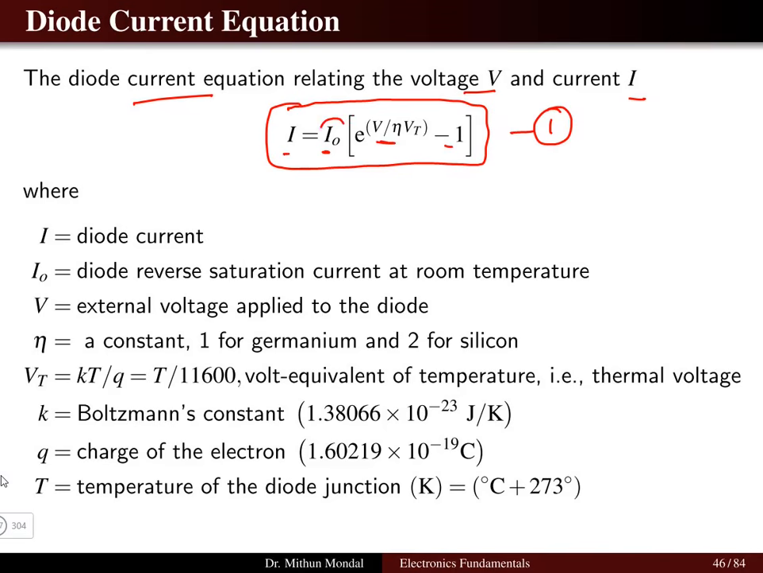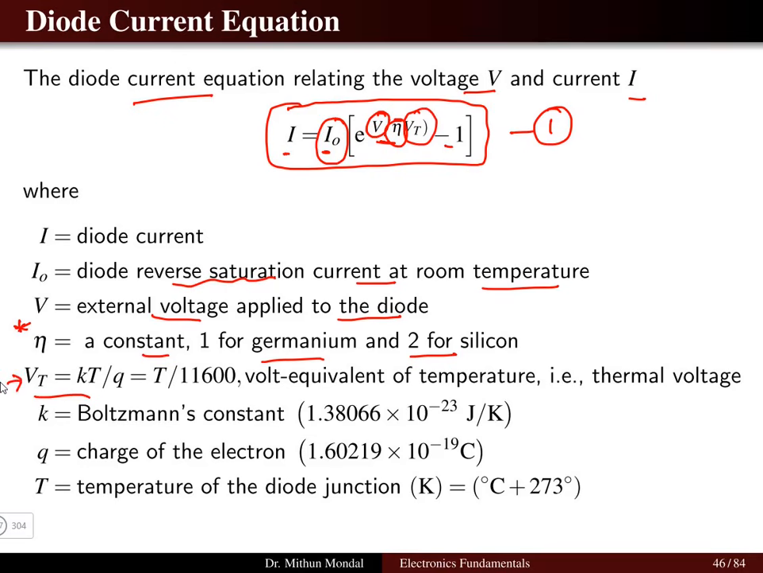So here the current I naught is basically the diode reverse saturation current at room temperature, and the voltage V, which is given here, is basically the external voltage which is applied to the diode. The factor eta is a constant, which is 1 for germanium or 2 for silicon, or rather it will be given in the problem depending upon the case to case.